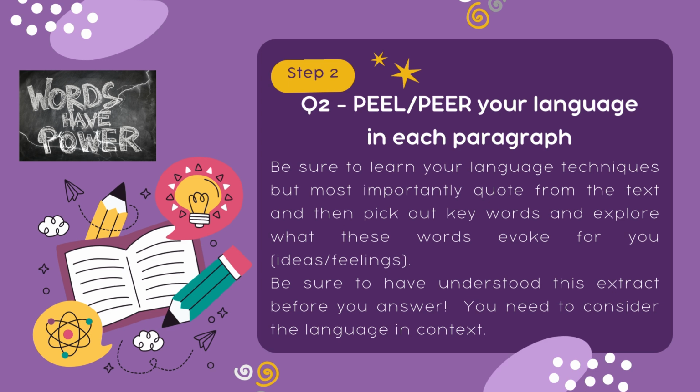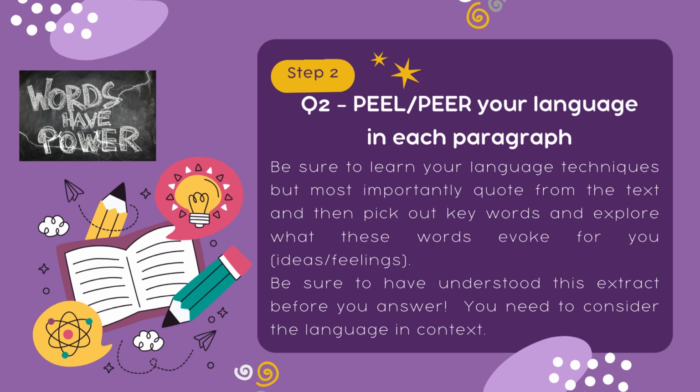So before you start answering, you must understand what that section of the extract is trying to get across to you. Some students aren't reading it and really understanding what's happening in order, and so they jump in with language analysis, spotting techniques, but what they're saying isn't really exploring anything that the words are doing in terms of the meaning. And so PEEL or PEER your language in every paragraph. Be sure to know your language techniques, but the most important thing is that you quote from the text and then pick out a keyword to zoom in on and explore what that keyword is evoking for you. What ideas, what feelings does it connote?